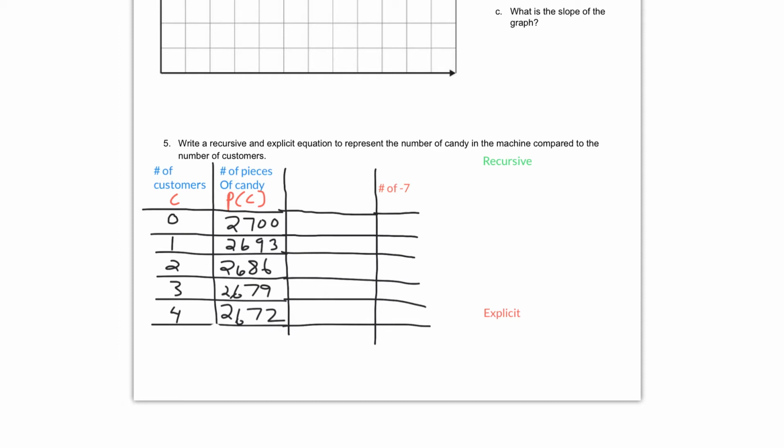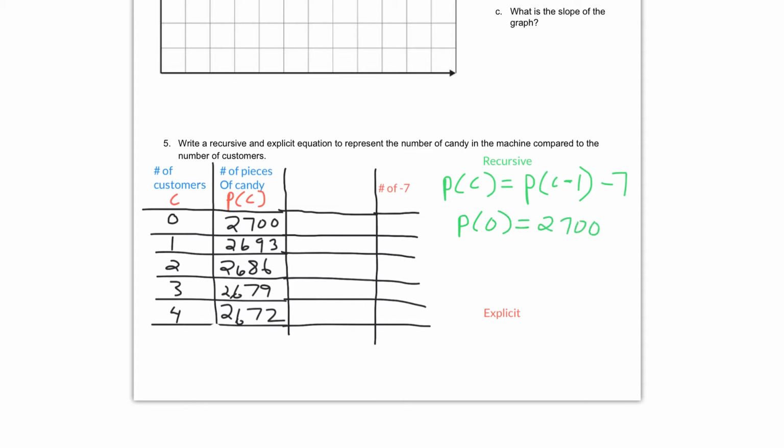We can go ahead and take P of C, and that's going to be equal to that previous term, so P of C minus 1. So remember, this represents the previous term, and what we're doing each time is we're subtracting 7, so we'd say minus 7. And then we do have to list that first term, so we also have to write down that P of 0 is equal to 2700.